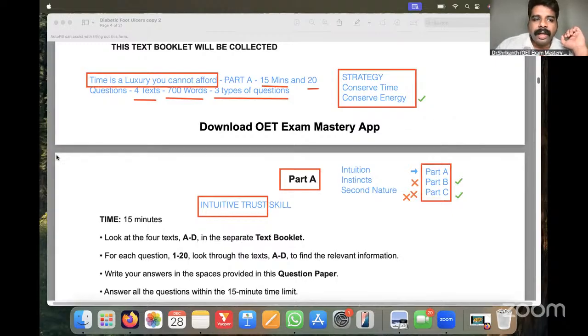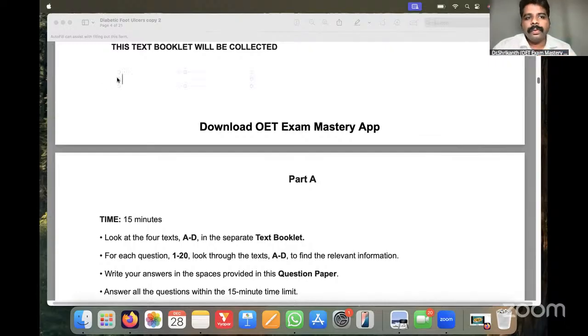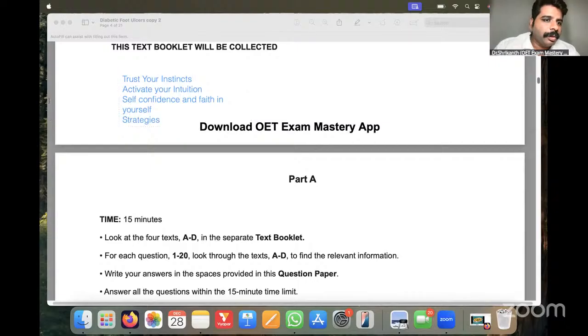This is where the intuitive trust skill comes in. If you are in a position to trust your instincts, and if you have the ability to activate your intuition, and if you are able to have enough self-confidence and faith in yourself, along with really good strategies, then I guarantee you that it is going to be much easier for you to handle Reading Part A, such that you will have time conservation as well as energy conservation.